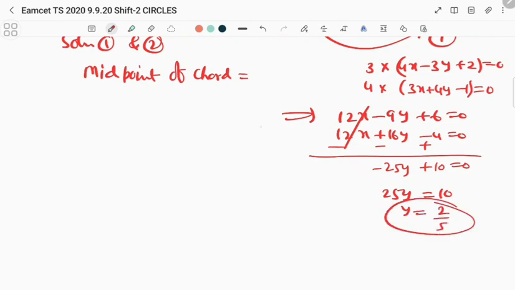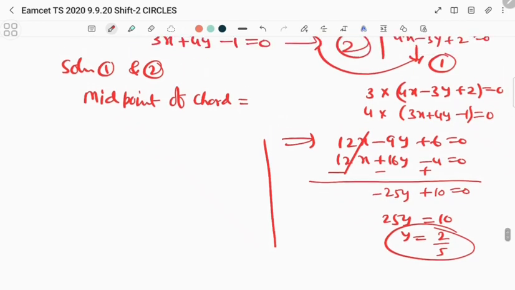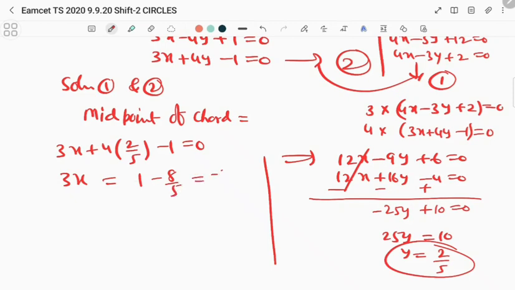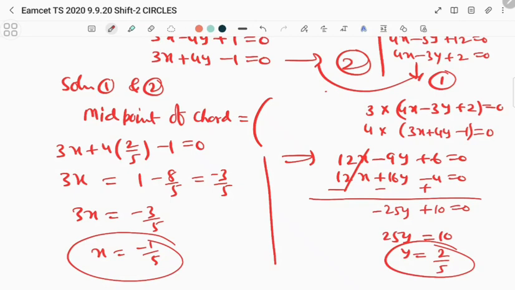So y value is 2 by 5, that we can substitute in the other equation. So 3x plus 4 into 2 by 5, minus 1 equal to 0, 3x is equal to 1 minus 8 by 5, 5 minus 8 is minus 3 by 5. So 3x is equal to minus 3 by 5. x is equal to minus 1 by 5. Therefore, the midpoint of the chord is minus 1 by 5 comma 2 by 5.